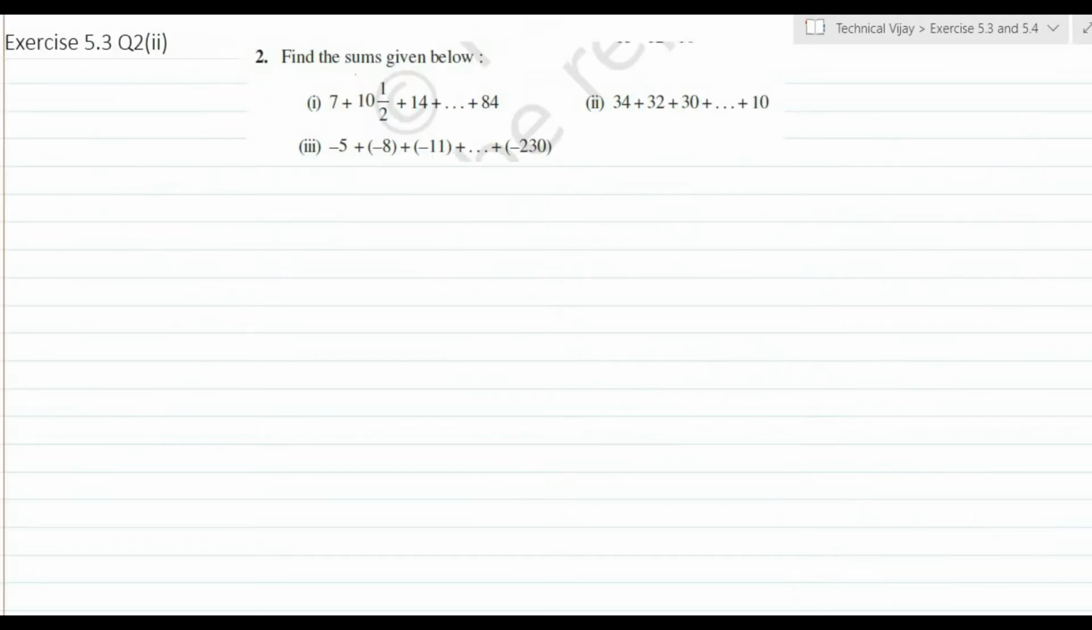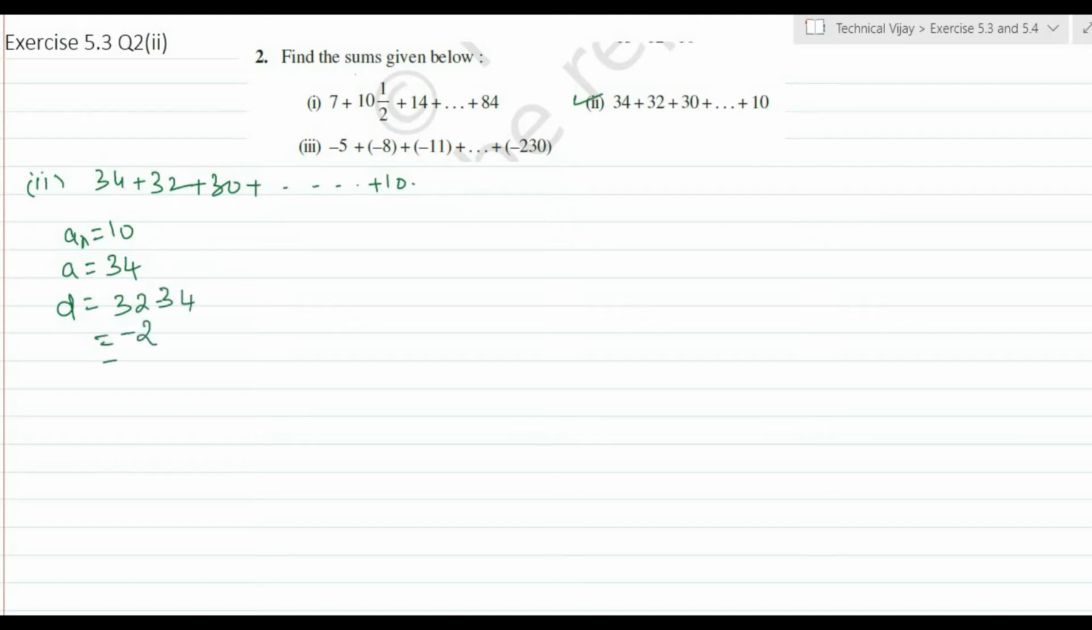So here in the second one, 34 plus 32 plus 30 plus up to this is 10. So here also an value he has given, 10. So a value is equal to first number which is equal to 34. So d is equal to 32 minus 34, which is equal to minus 2.